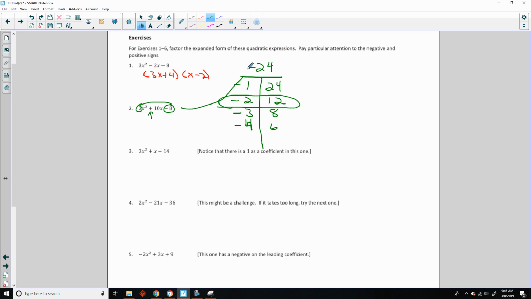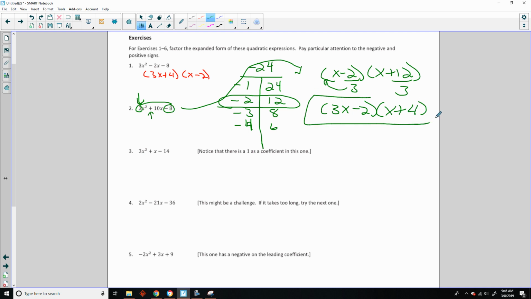So that's going to be x minus 2 times x plus 12. Don't forget your 3 over here. Now we're going to divide that back out and we're done. That will not divide, so that goes out in front. 3x minus 2 and x plus 12 divided by 3. And there is my answer: 3x minus 2, x plus 4.